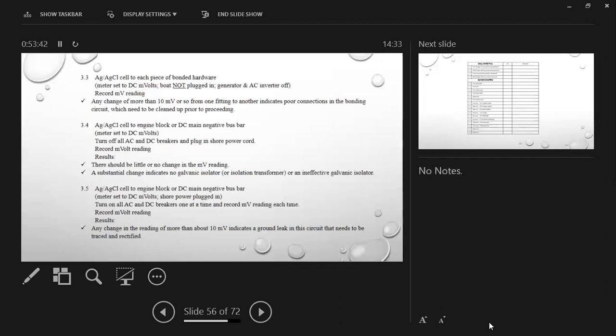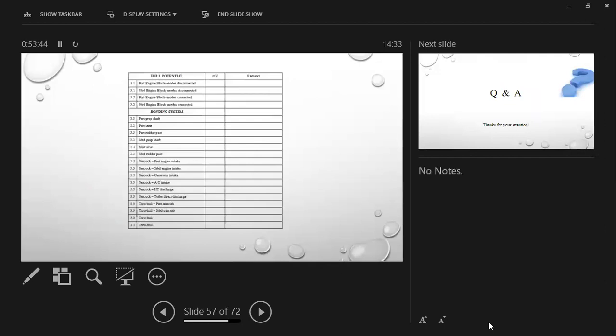The whole key here, though, is be systematic and record everything. At the end of the day, when you've spent the whole day in the bilge of this boat trying to figure out what's going on, and you go back home to your office and you're studying it, you've got the data written down so that you don't have to go back to the boat and do some more research. Be systematic, be thorough, and write everything down is the best way to figure out what's going on.